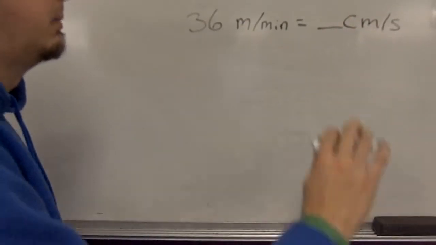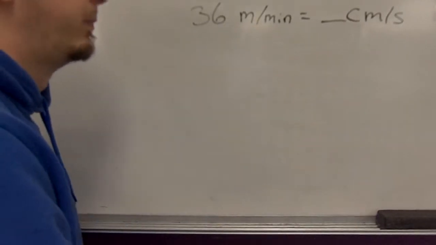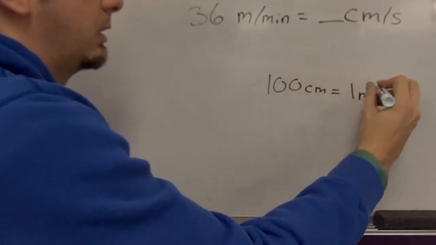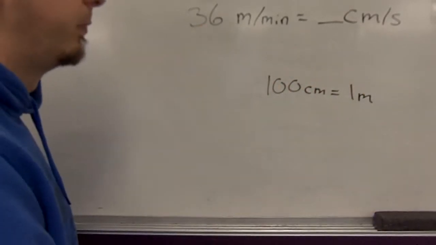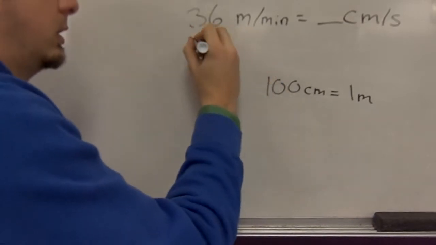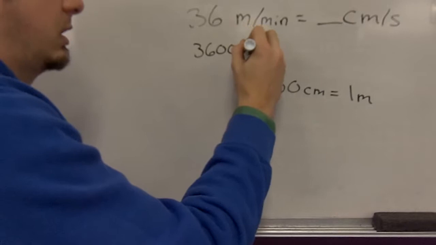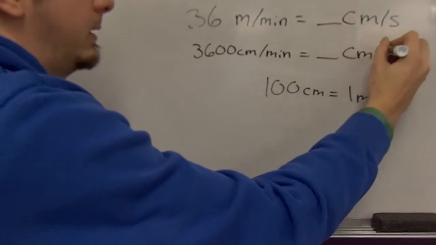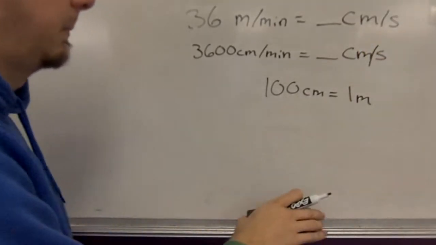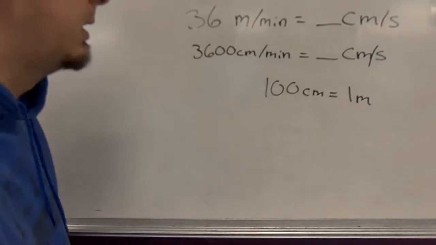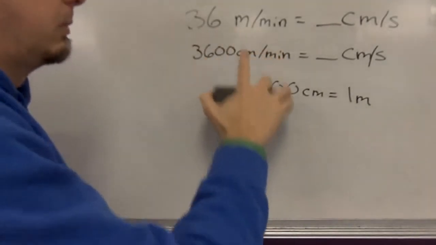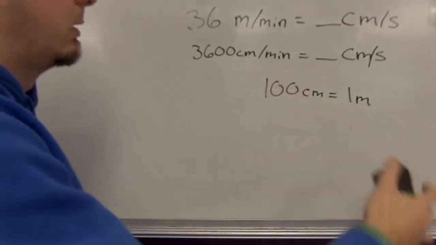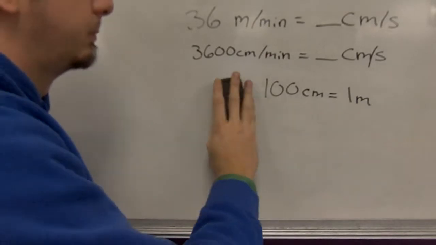So if I want to know how many centimeters per minute I went, since 100 centimeters equals 1 meter, and I have 36 meters, it'll be 36 times 100. That means I went 3,600 centimeters in 1 minute. Okay, there are 100 centimeters in 1 meter, so I took 36 meters, multiplied it by 100, and so 3,600 centimeters in 1 minute is how far I went.